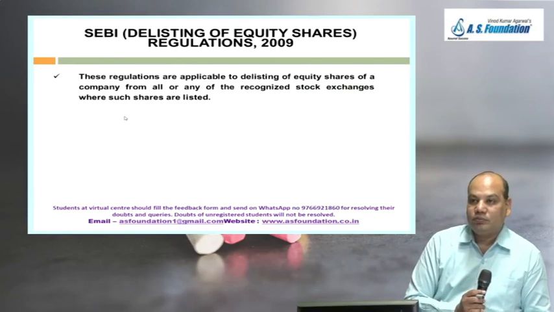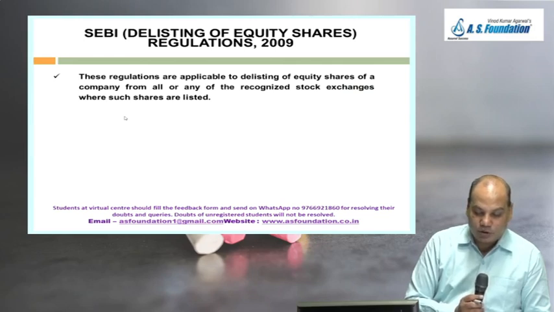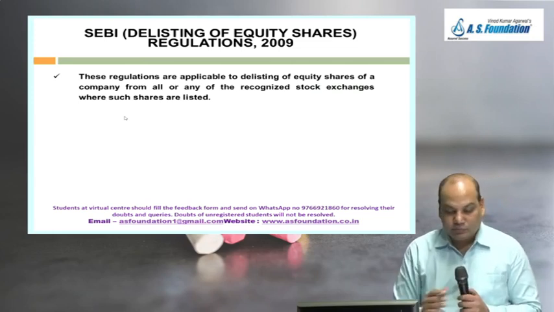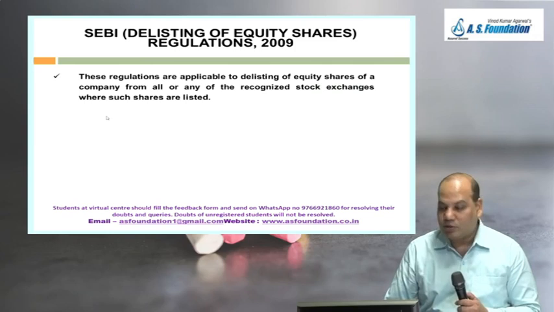Second is mandatory or compulsory delisting under the provisions of 21A of the Securities Contract Regulation. And third is there is a special provision for delisting of small companies where you have very little trading and a small number of shareholders.